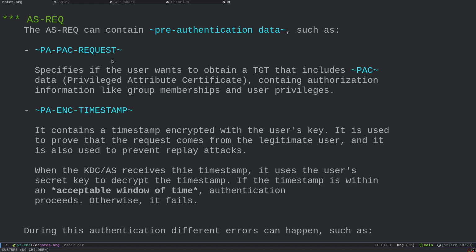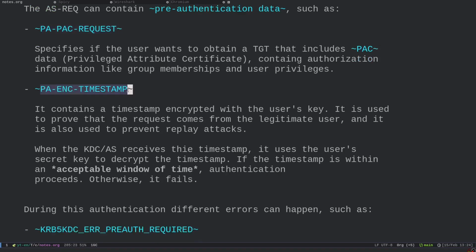The AS-REQ message can contain pre-authentication data, such as PA-PAC-REQUEST, which specifies if the user wants to obtain a TGT that includes PAC data, which stands for Privileged Attribute Certificate, and it contains authorization information like group memberships and user privileges. Of course, this data can then be used by the TGS or by the service to perform access control, essentially.